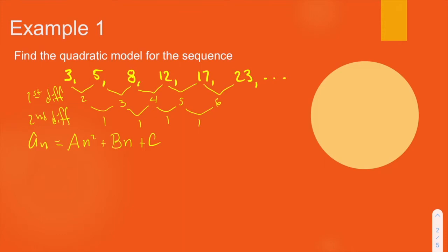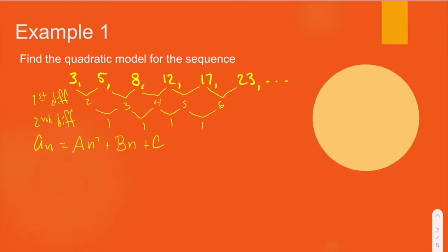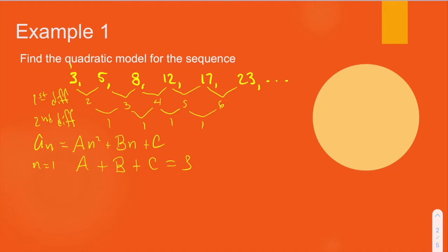In this case, we have 3 unknowns, and so it's going to take 3 equations. Well, here's some things that we know. In the first case, when n is equal to 1, a sub 1 is 3. But that's made up from A times n squared, but n is 1, so it's just A. And n is 1, so that's just B. And then plus C, and that's going to equal this value up here, 3. Because that's what a sub n is when n is 1.